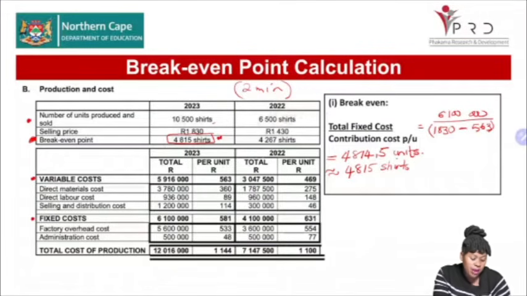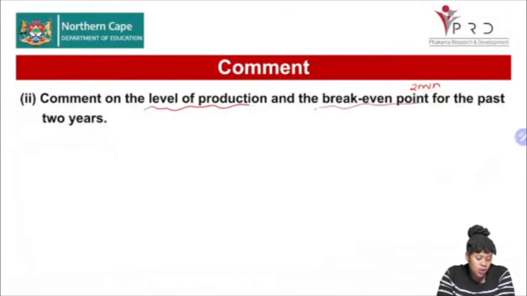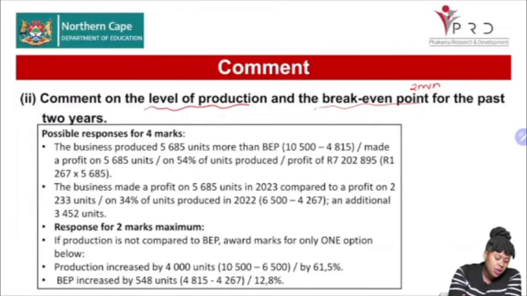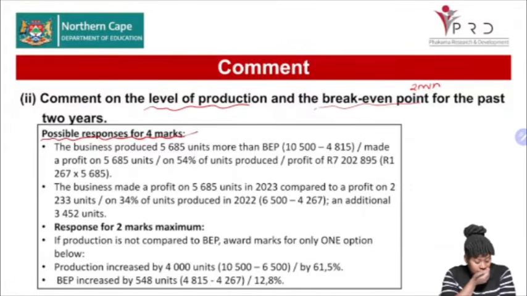Because we are making a profit on both instances. However, there are certain things that are different or that we need to highlight. Okay, what are we highlighting? In order for you to be able to get your full marks, okay, you need to comment saying the following: the business has produced 5,685 units more than the break-even point.